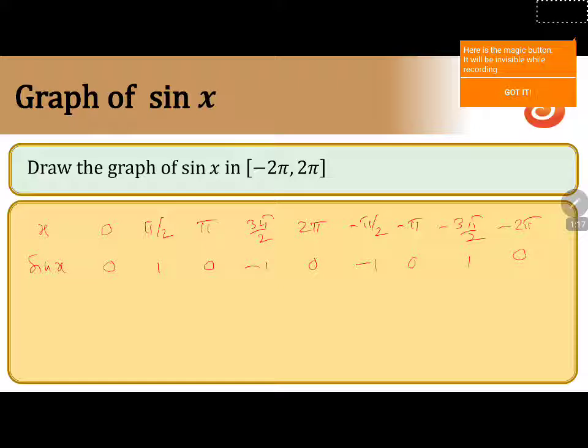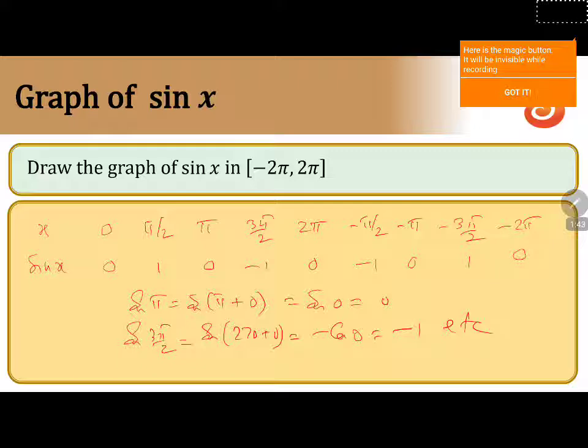Let us see. I will do for sin pi, which is sin of pi plus 0. Sin 0 is 0. Sin 3 pi by 2 is sin 270 plus 0, which is minus cos 0, minus 1. So you get those values, etc.